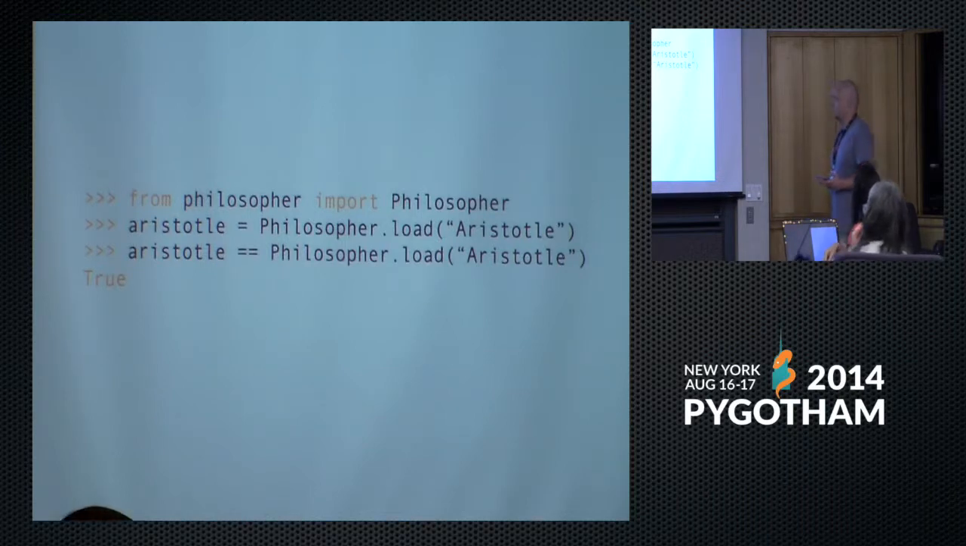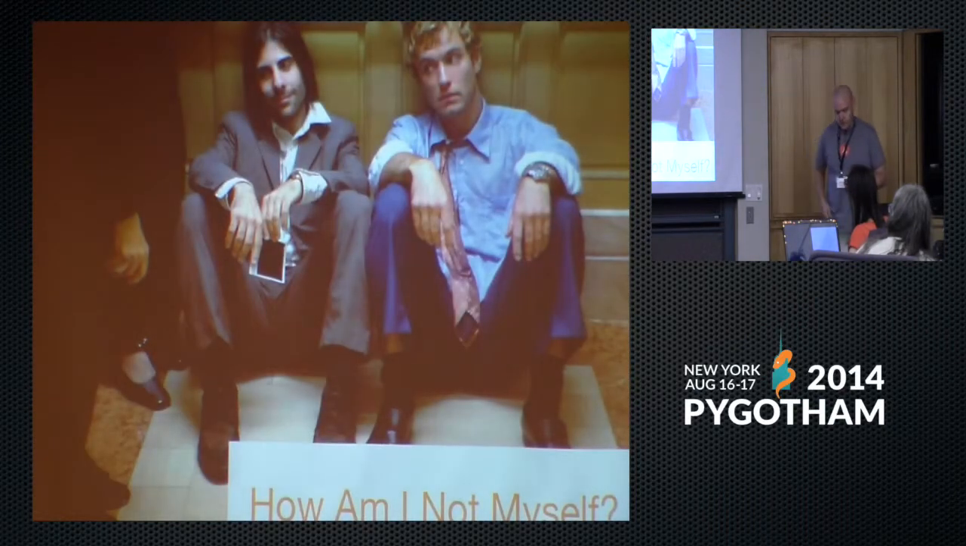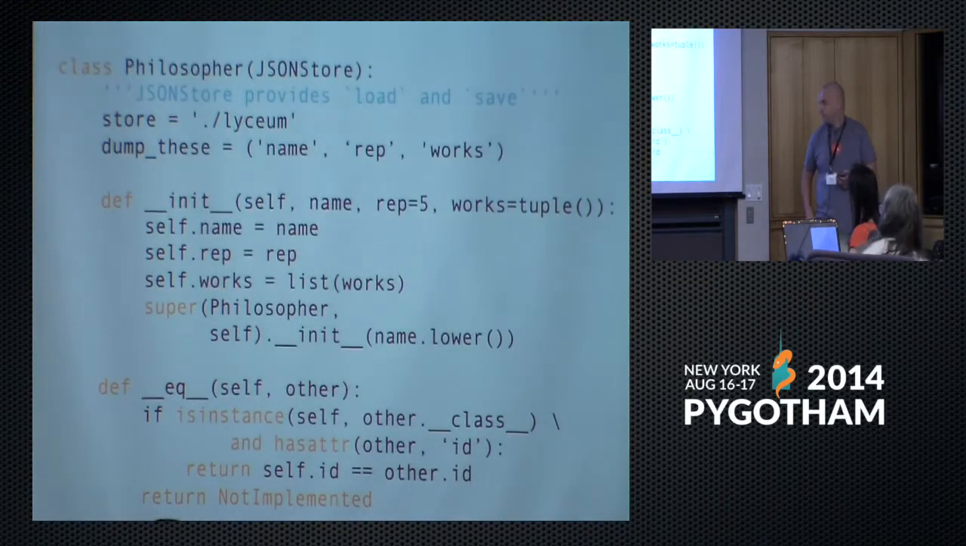So I wrote a little philosopher method. I'm going to load Aristotle, and then compare Aristotle against Aristotle, and I get true. So when I compare Aristotle for non-equivalence against Aristotle, I should get false. I got true. If you think about this for too long, you end up in an I Heart Huckabees style existential crisis. So let's not do that. Let's take a look at the code.